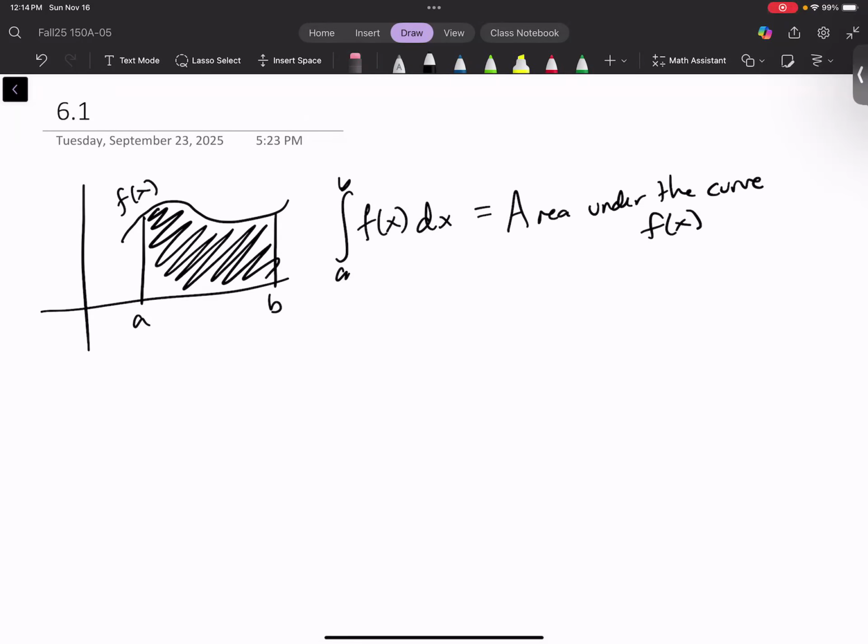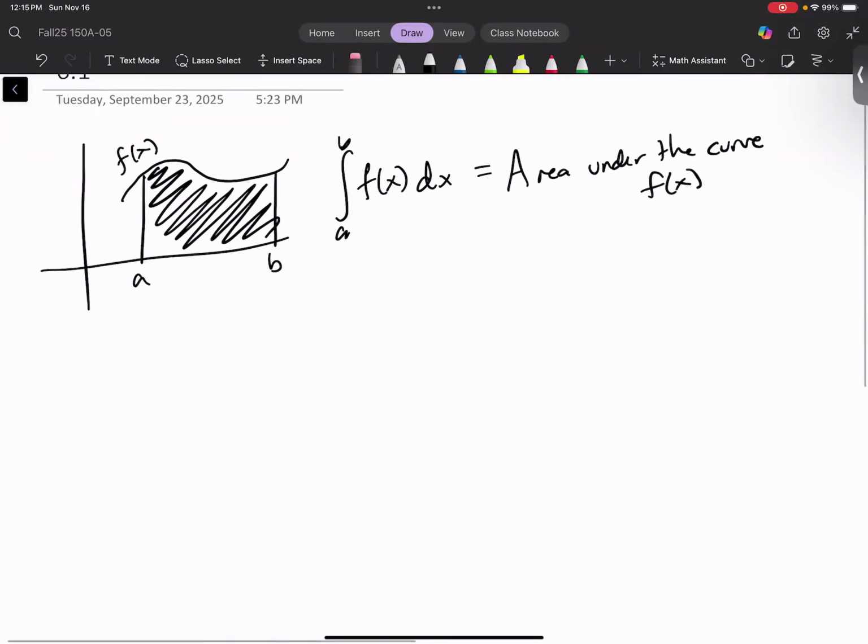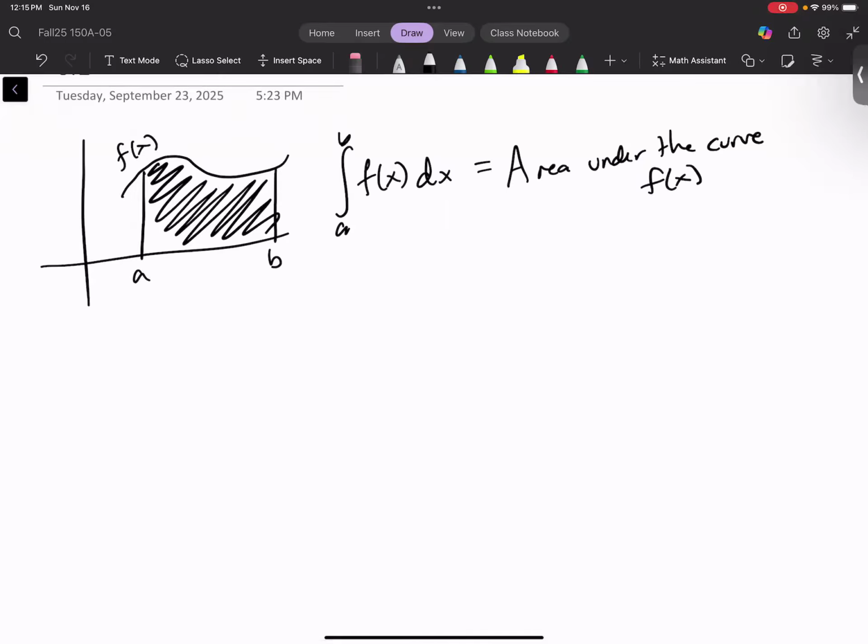Notice here, though, it's only one curve and the x-axis. Now, technically, the x-axis is a function. It's just y equals 0. We'll talk about that in a second. What if I actually have two normal functions, and I want to find the area between them? So maybe something like this.